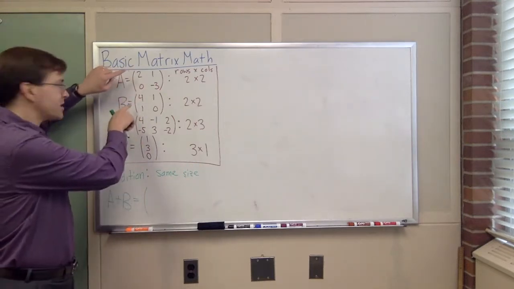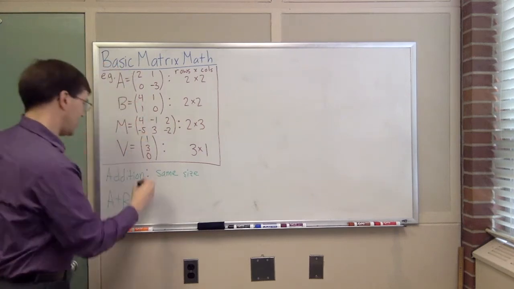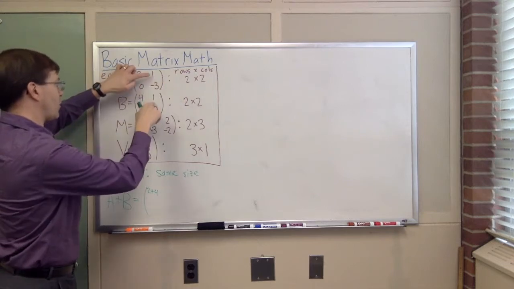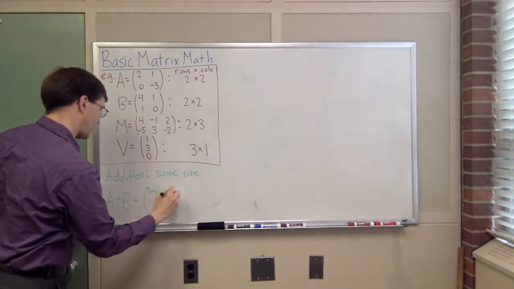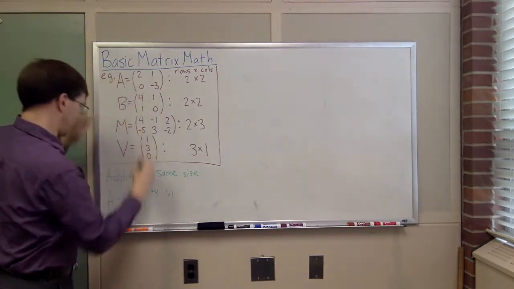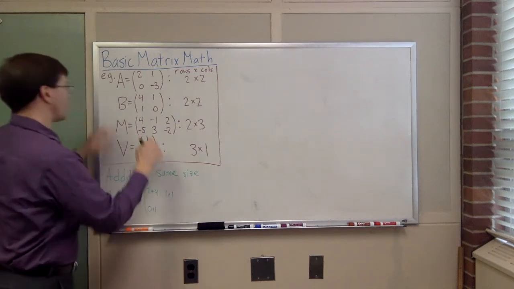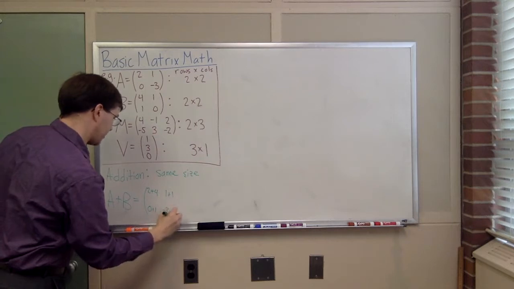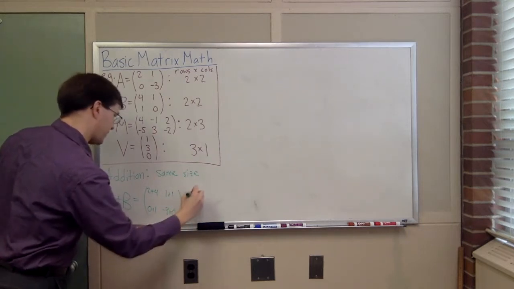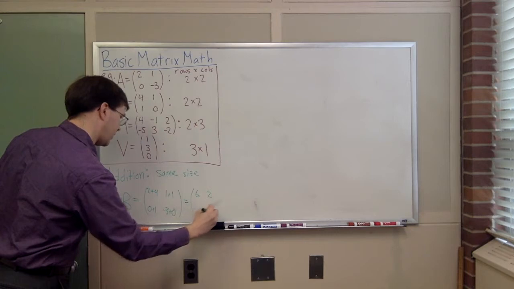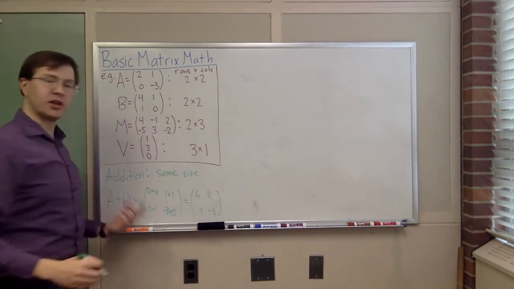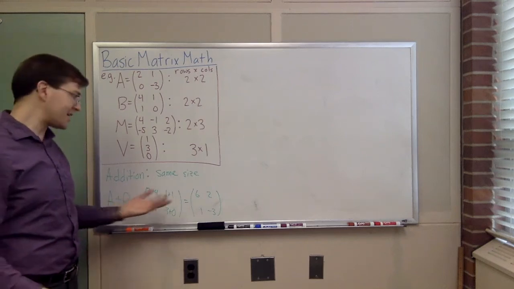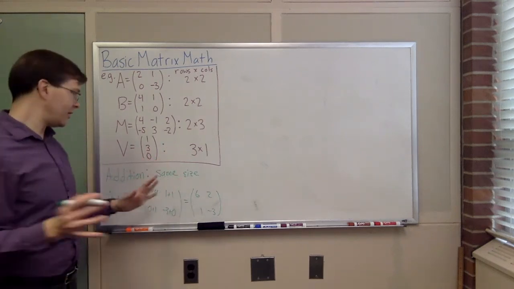We say in the upper left-hand space, row 1, column 1, we just say 2 plus 4. Row 1, column 2, 1 plus 1. Row 2, column 1, 0 plus 1. Row 2, column 2, negative 3 plus 0. And so that would add up to 6, 2, 1, negative 3 as my result. And you can see the result's the same size as well. So as long as the two matrices are the same size, you can add or subtract, same deal.